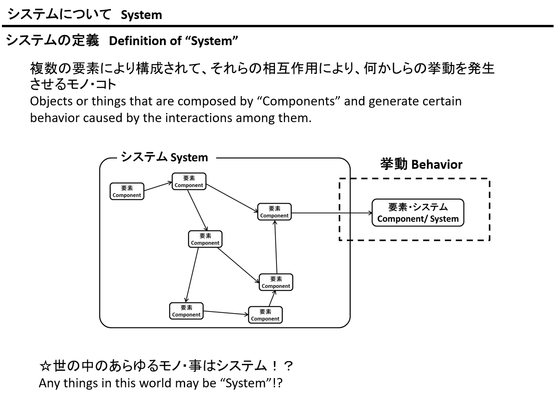Now I'm going to give a somewhat detailed explanation about the system. Now, let me clearly define the word system. What is a system? A system is objects or things that are composed of probably a plural number of components and generate certain behavior caused by the interactions among them.